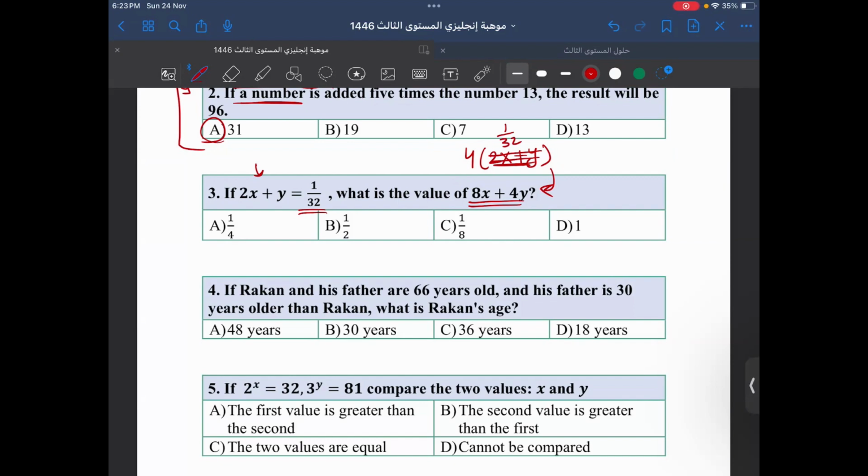Okay, but now where's the answer? Oh, okay, now you do 4 times 1 over 32. Thank you, Miss. Yeah, you're welcome. Is it clear now? Yeah, Miss, thank you. You're welcome.